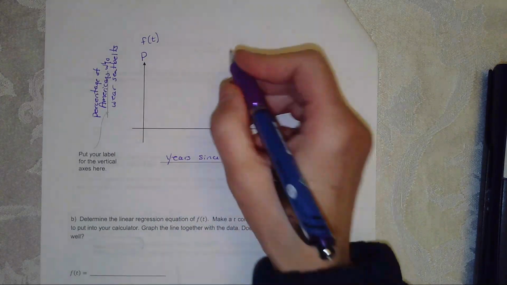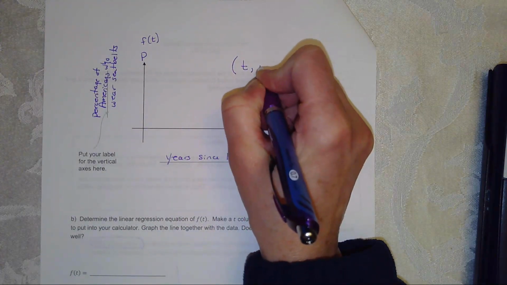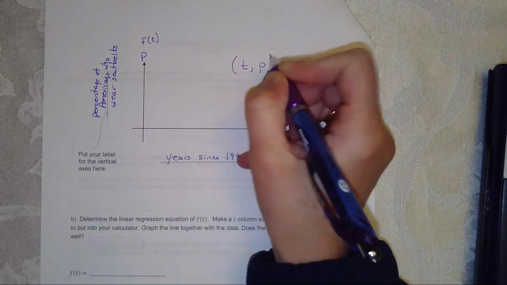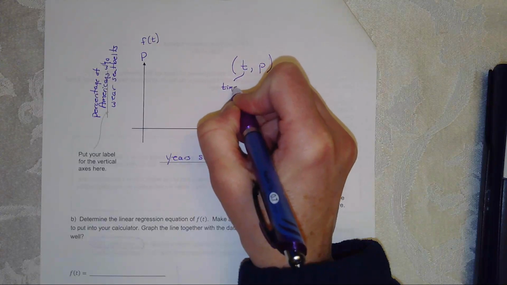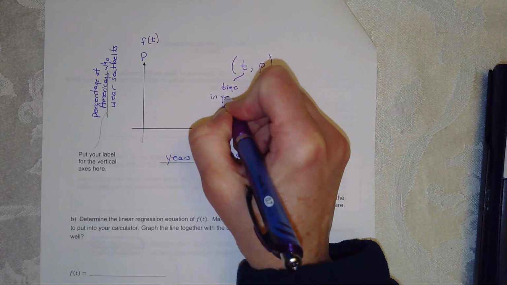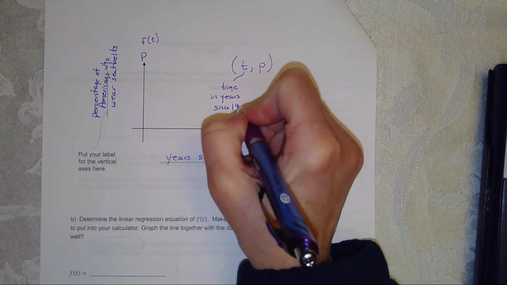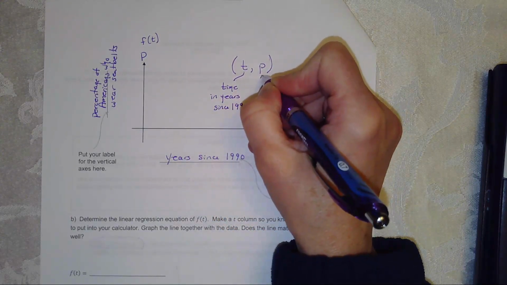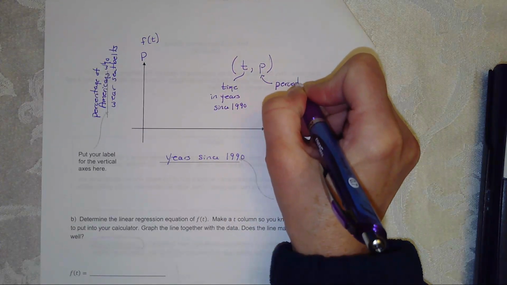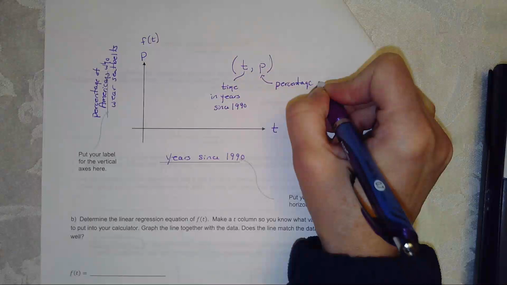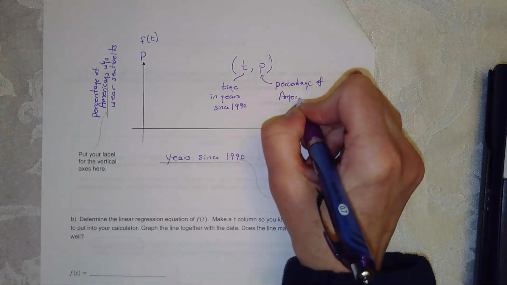So every ordered pair is going to be a T, comma, P value, where T is time in years since 1990, and P is a percent of Americans wearing seatbelts for that year.